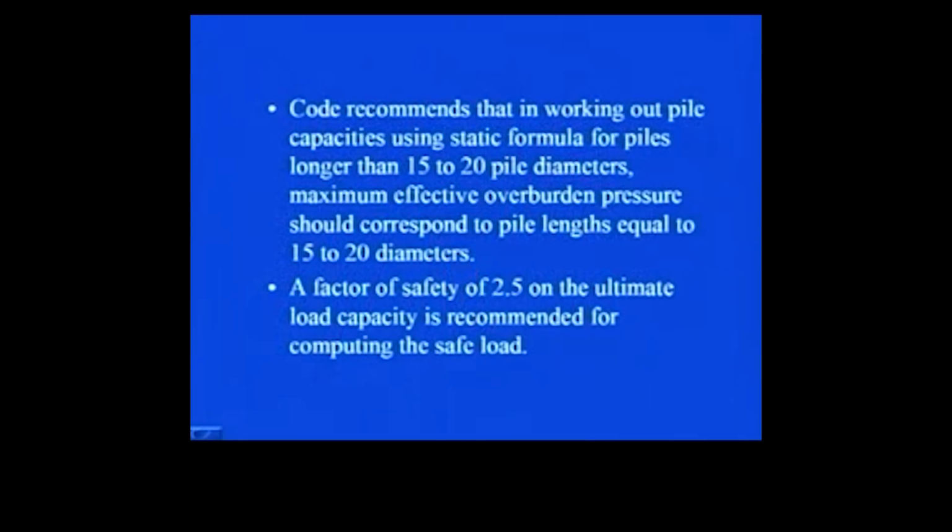A factor of safety of 2.5 on the ultimate load capacity is recommended for computing the safe load. So, whatever is the ultimate load capacity that you get, simply divide that by this factor of safety of 2.5 to get the safe load on the pile that the pile can take.